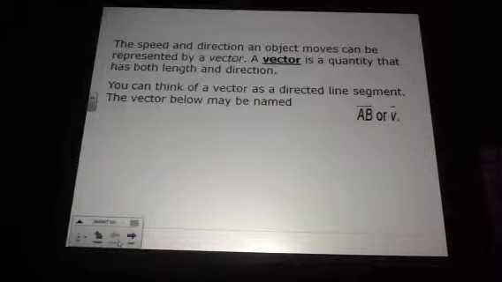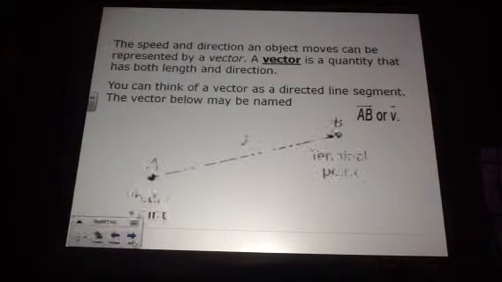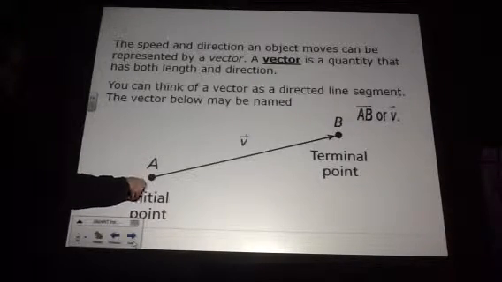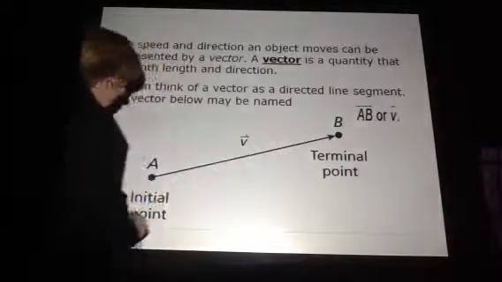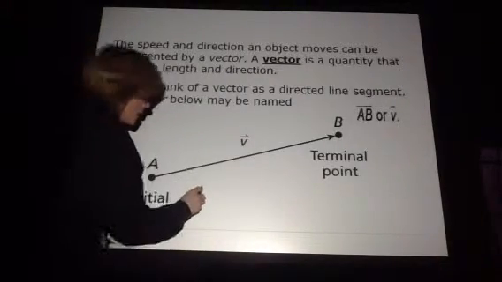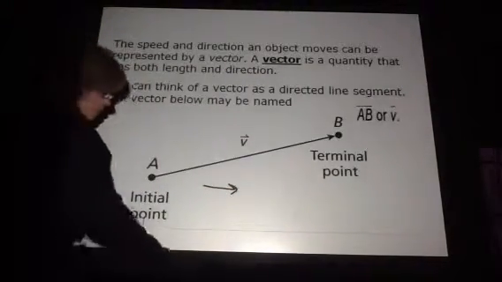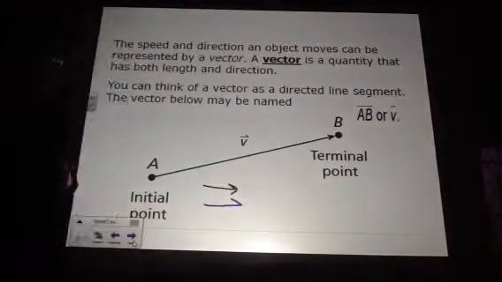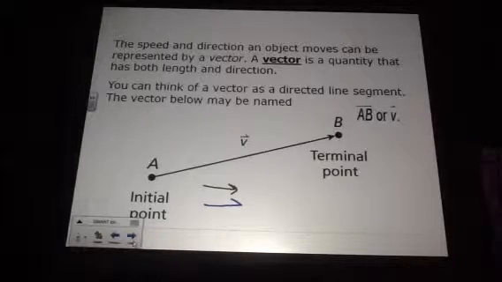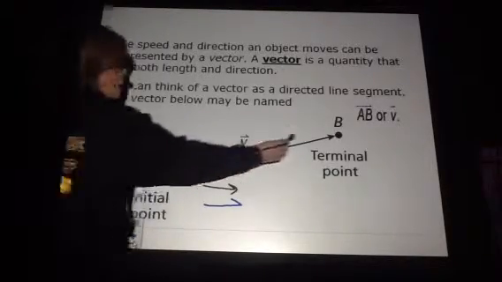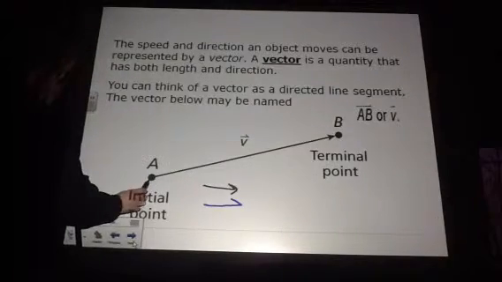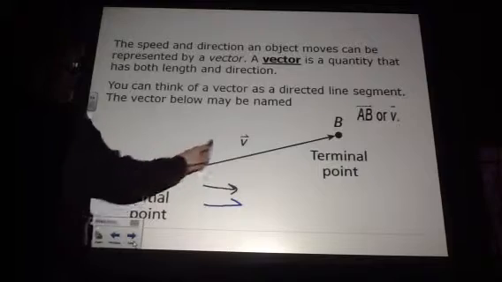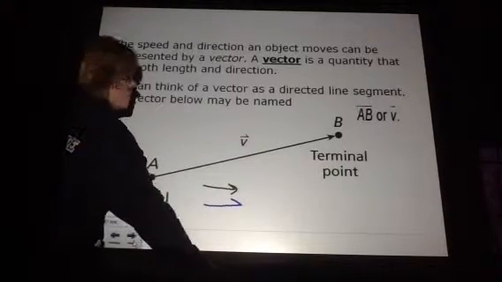The vector below may be named AB. A is your initial point, starting point, to the terminal point, okay? And guys, it's not like a segment symbol. Here's your segment symbol. Your vector symbol looks like there, so you can see the difference, okay? So you can name this vector, vector AB, okay? You must start with the initial point as your first variable there, or you can label it vector V.